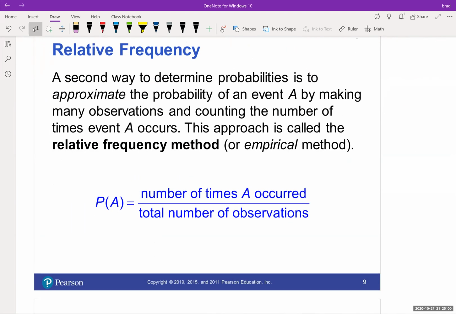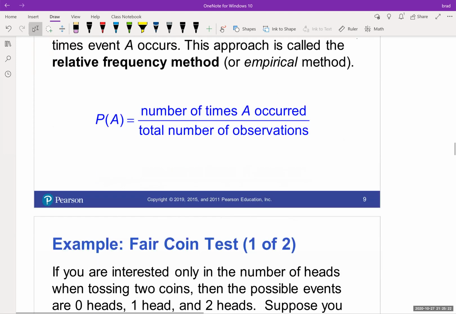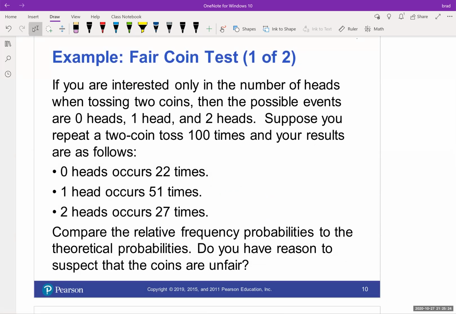So relative frequency, a second way to determine probabilities is to approximate the probability of event A by making many observations and counting the number of times event A occurs. This approach is called the relative frequency method or empirical method. So what it does is it says the probability of event A occurring is equal to the number of times A occurred divided by the total number of the observations. Okay, so let's try that here. So it says a fair coin test.